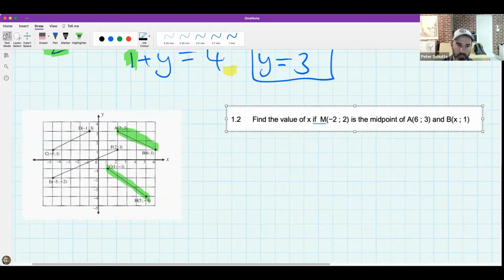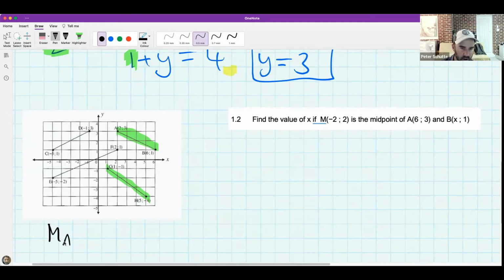So basically, what are the questions you're doing? You are finding me the gradient of AB. You're finding me the gradient of GH. And then you're answering this question, this 1.2 up here. Over to you guys. While you do that, I'm going to take questions.